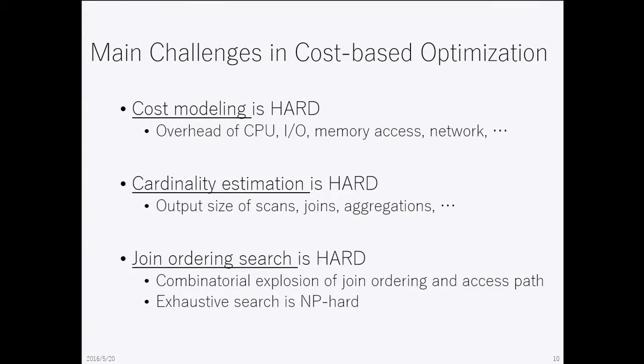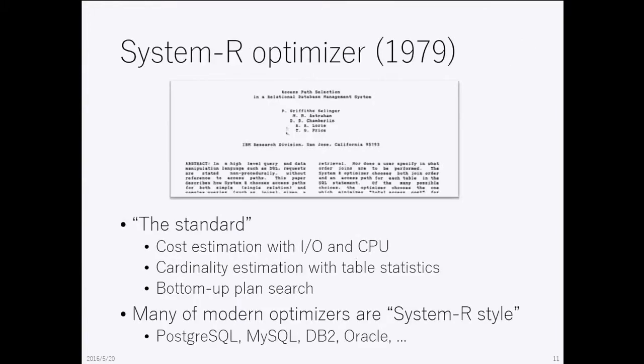And the third challenge is join ordering search. When joining multiple tables, there are many possible patterns of join orderings, and exhaustive search of that search space is known to be NP-hard, so we need a much smarter way. To solve these three challenges, the initial technology direction was established by System R Optimizer. System R is one of the earliest relational database implementations by IBM Laboratory, and this System R paper defines the standard framework of cost-based optimization.